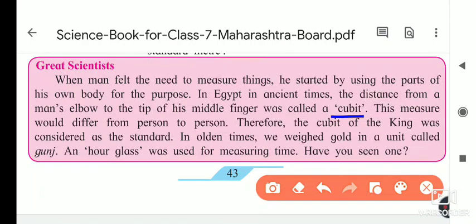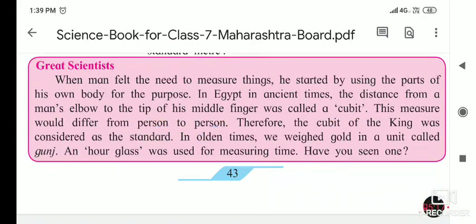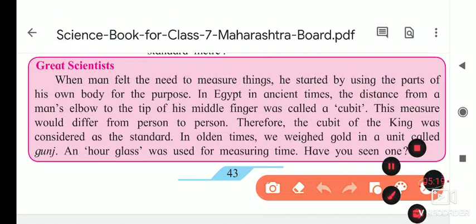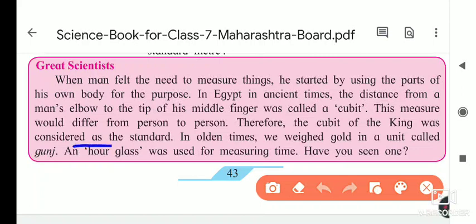This measure would differ from person to person. Okay, as per age and as per the height of a person, the length of the hand changes. Therefore, the cubit of the king was considered the standard. So for that purpose they took the cubit of the king's hand.